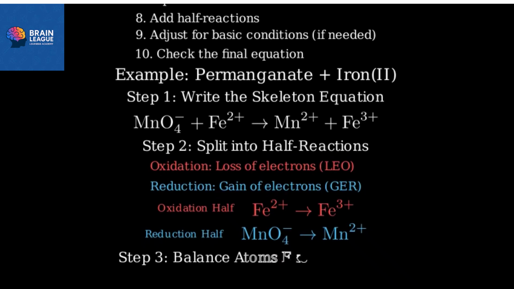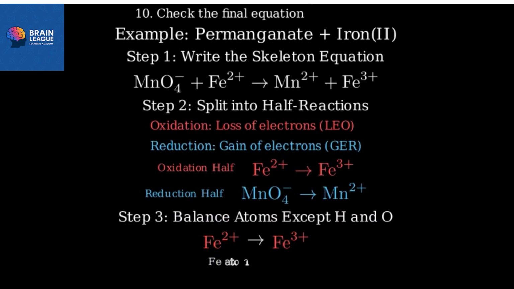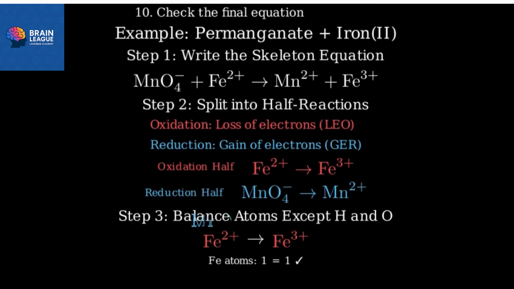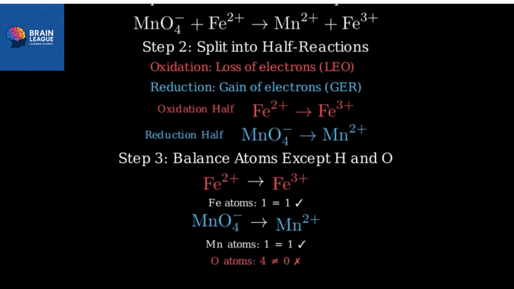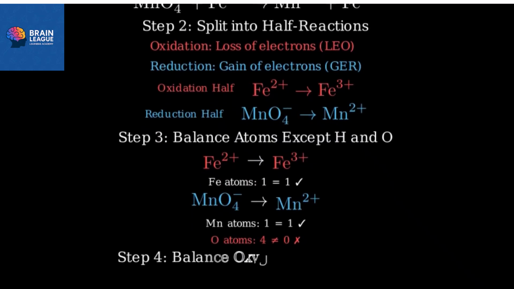Step 3. Balance all atoms except hydrogen and oxygen. Let's check each half reaction. For the iron half reaction, we have one iron atom on each side, so it's already balanced. For the manganese half reaction, we have one manganese atom on each side, so manganese is balanced. But we have 4 oxygen atoms on the left and none on the right, which we'll address in the next step.